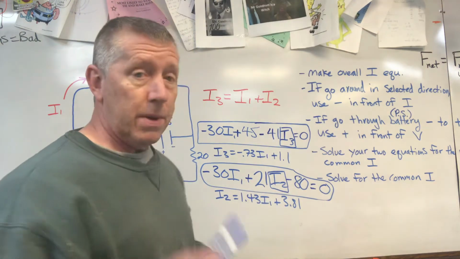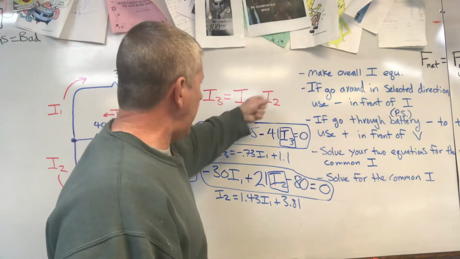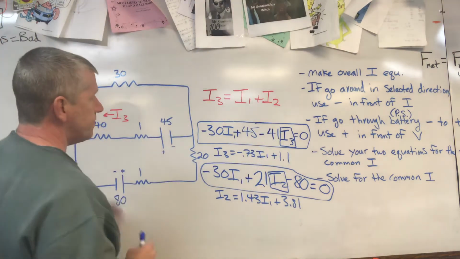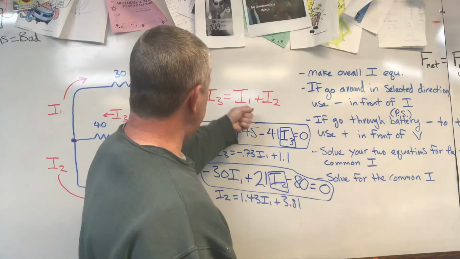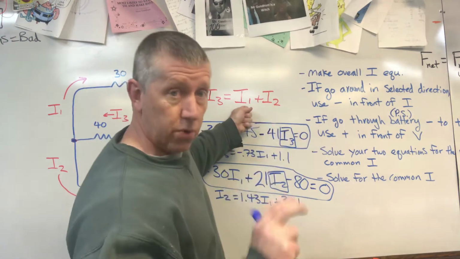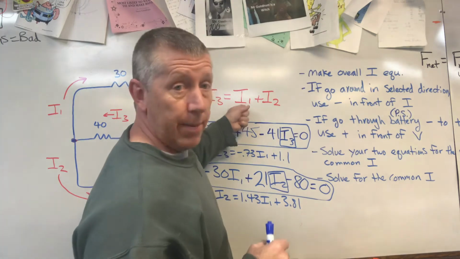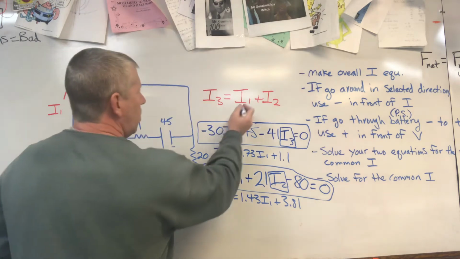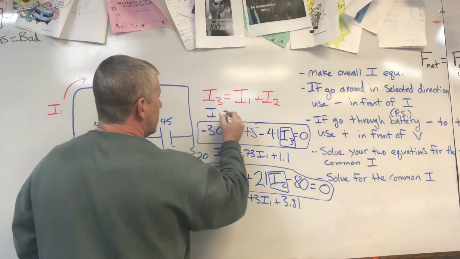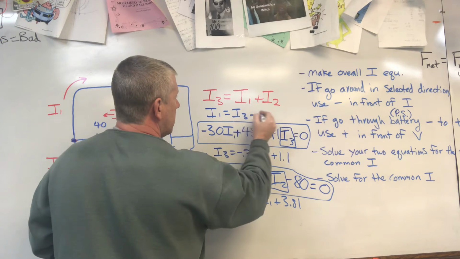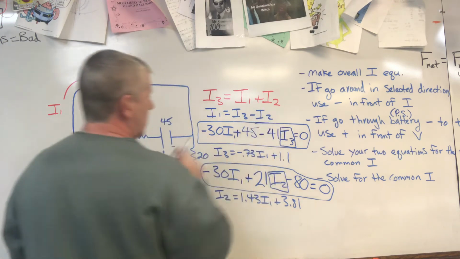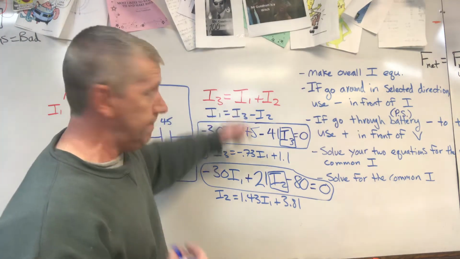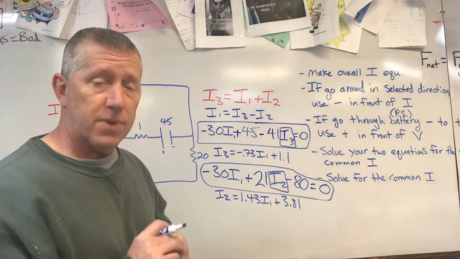I know you don't believe me, but it will. I'm going to solve my original overall equation for the common term. The common term in my two equations that I had created is I1. I need to solve this equation for I1. I1 is equal to I3 minus I2. So I'm solving this overall equation for the common term I1 in my two equations that I had set up.